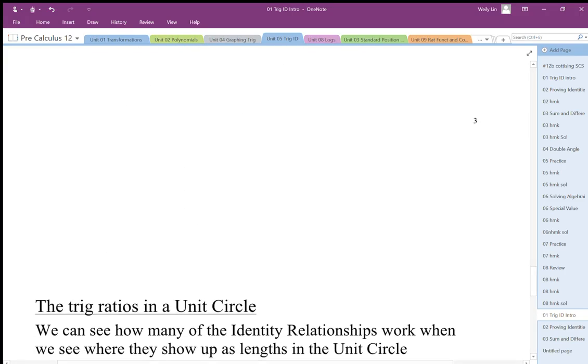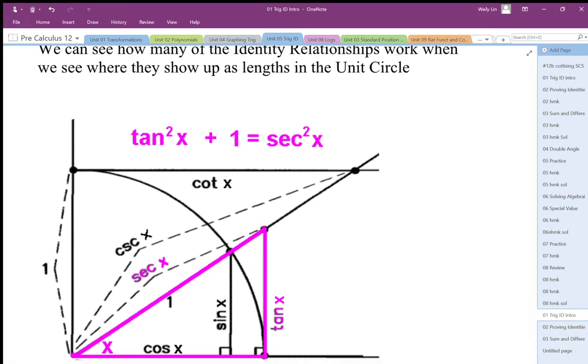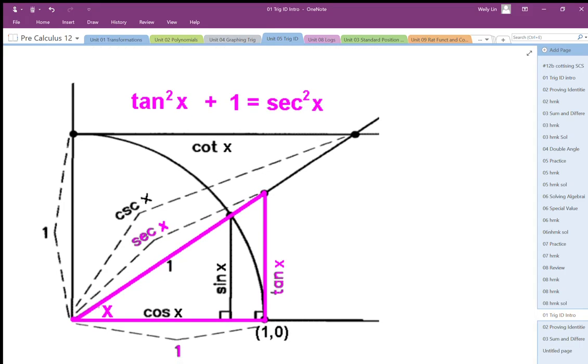Lastly, we're going to look at the trig ratios in a unit circle. We looked at the Pythagorean identity unit circle, so all the triangles are there. We can also actually find those other Pythagorean identities. We can find those triangles in the unit circle as well.